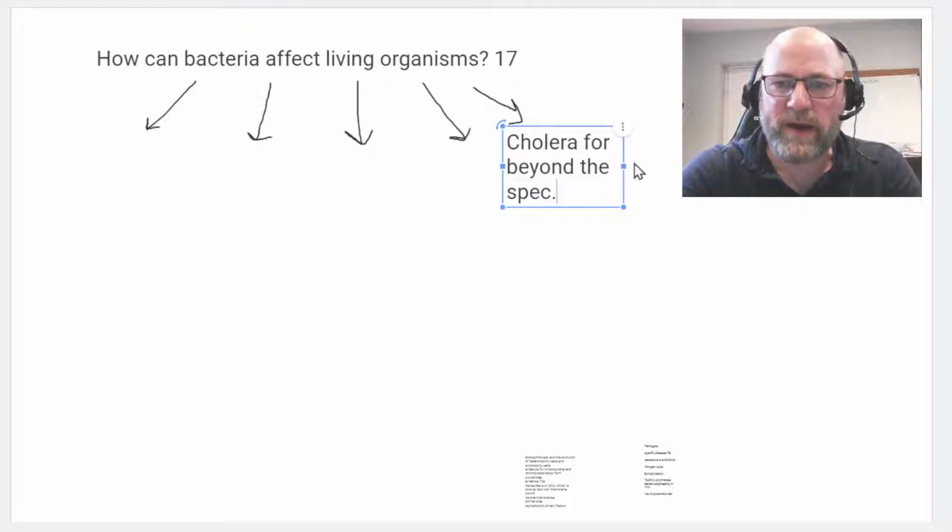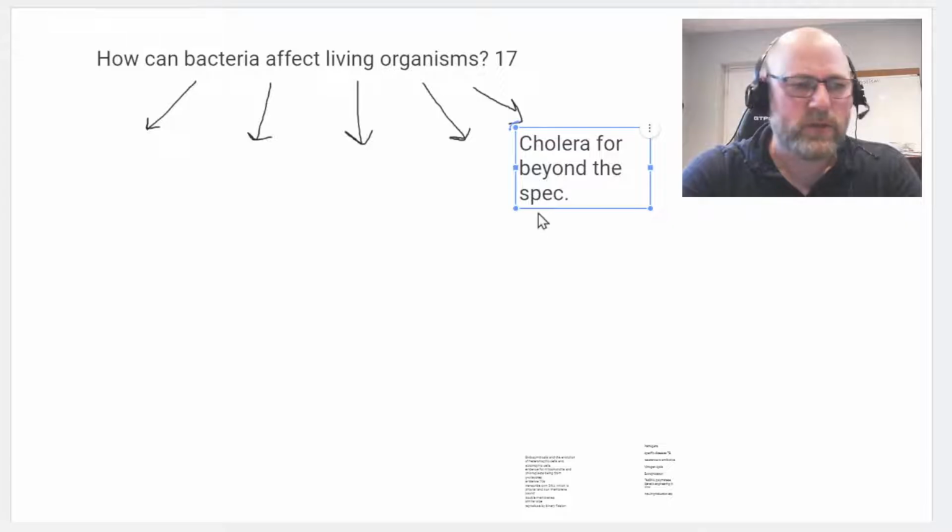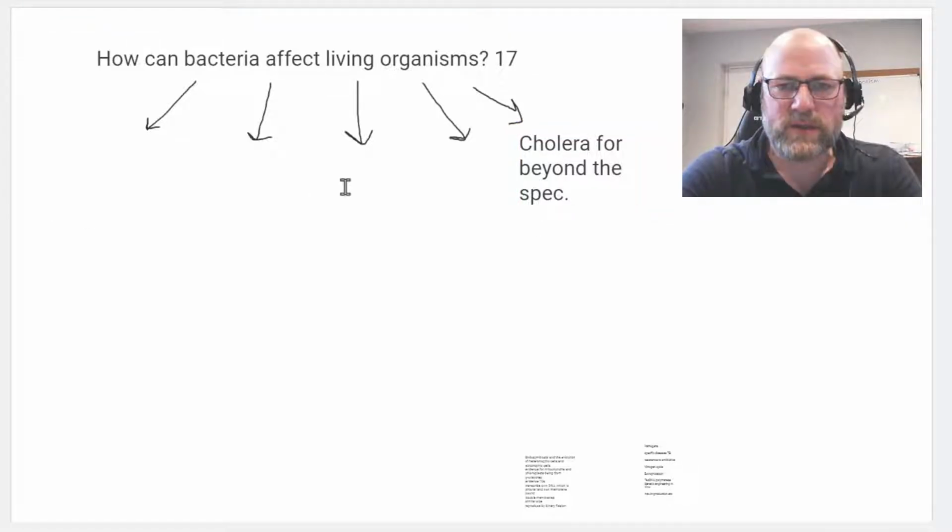So I would go for cholera for beyond the spec. And I think you might even have cholera in the book. It's also in the old spec book as well, so it's a good one for that.